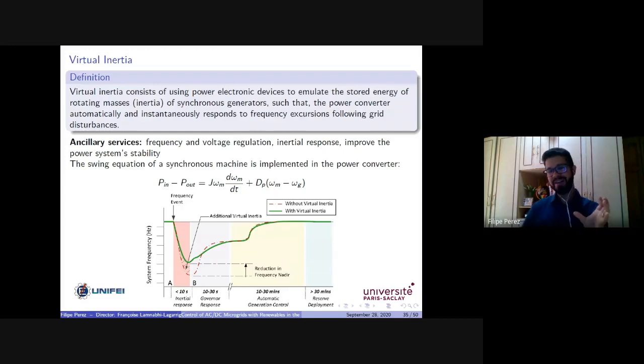So with that, we have the behavior of a synchronous machine in a power converter, so that we can provide ancillary service to the AC side of the grid, which means frequency and voltage regulation, inertial support, and improve the stability of the system. Basically, the virtual inertia consists in using the swing equation of a synchronous machine, which is implemented in the power converter. We can see in the figure that using the virtual inertia approach, we can improve the frequency response by reducing the frequency nadir and also improve frequency washout and frequency variations.